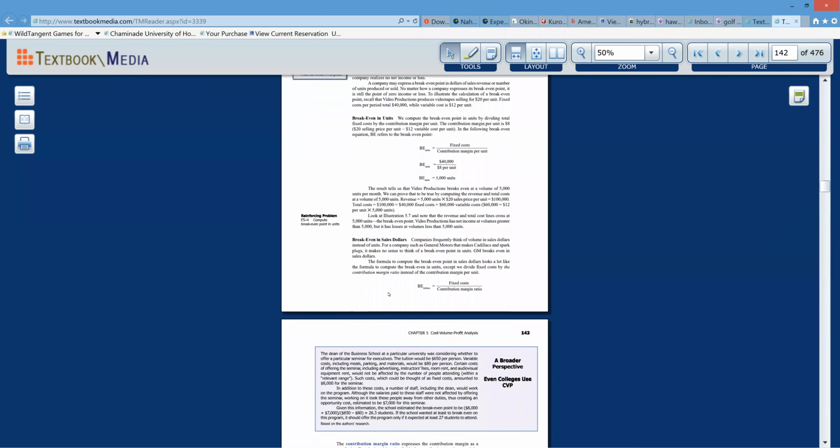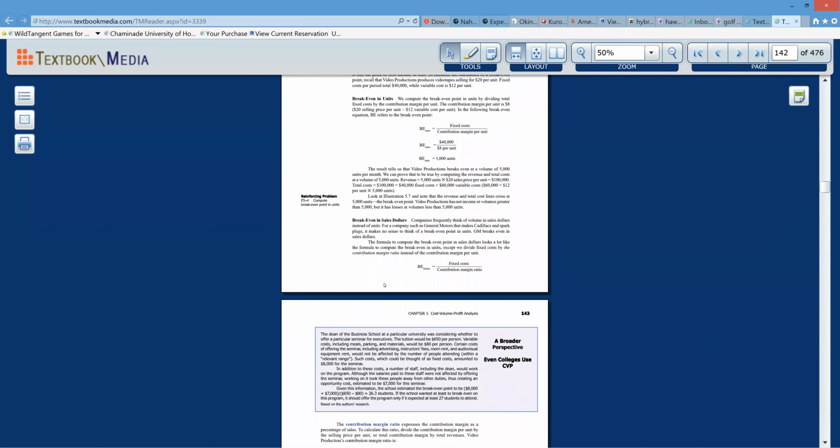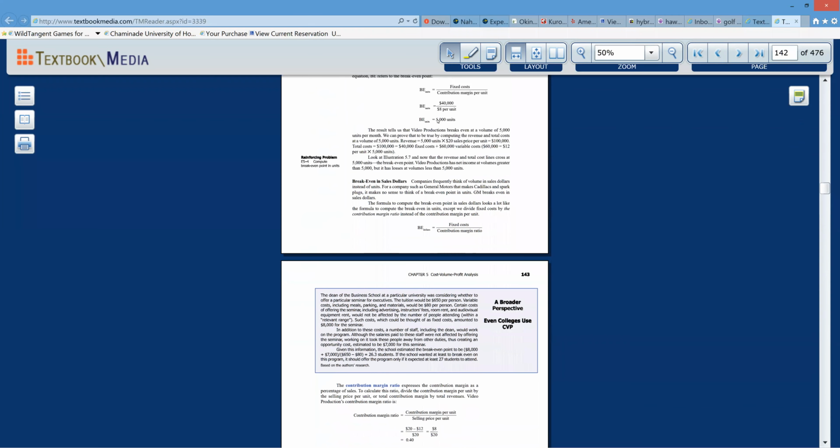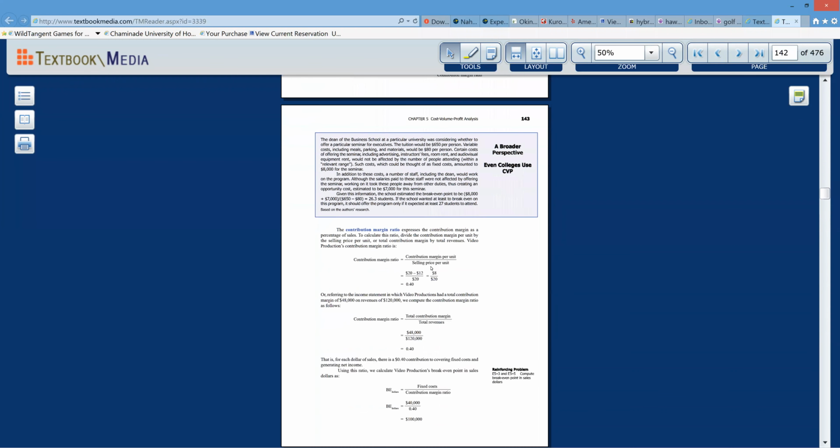Finding the break-even point in dollars is similar to the break-even in units, but instead of using contribution margin per unit in the denominator like we did to find the break-even in units, we're going to divide by the contribution margin ratio. The contribution margin ratio is calculated by dividing the contribution margin per unit, that same $8 we saw earlier, by the selling price per unit. So in our case, the $8 contribution margin per unit divided by the selling price of $20 gives us 40%. That's the contribution margin ratio, and that's what the 0.40 represents.